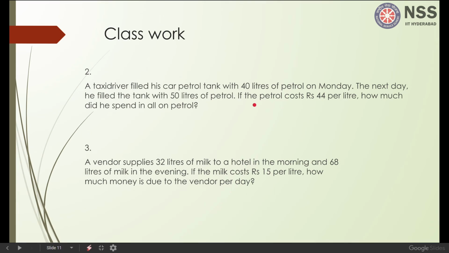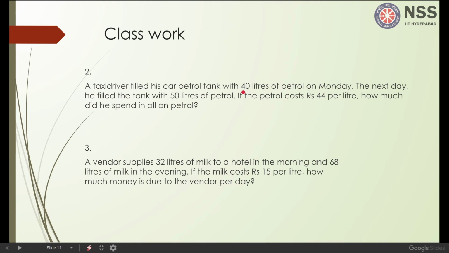Let us find out how many liters of petrol the taxi driver bought. So on Monday he bought 40 liters and on the next day he bought 50 liters. So total liters of petrol are 40 plus 50, which gives us 90. Since each liter of petrol costs 44 rupees, therefore 90 liters of petrol will cost 44 times 90, which is 3960 rupees. Let us try to apply distributive property and solve it.